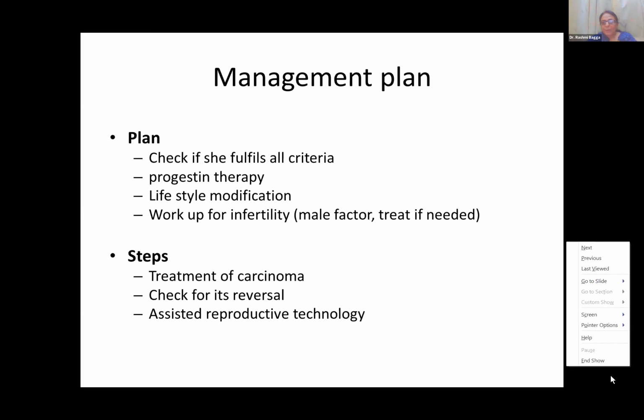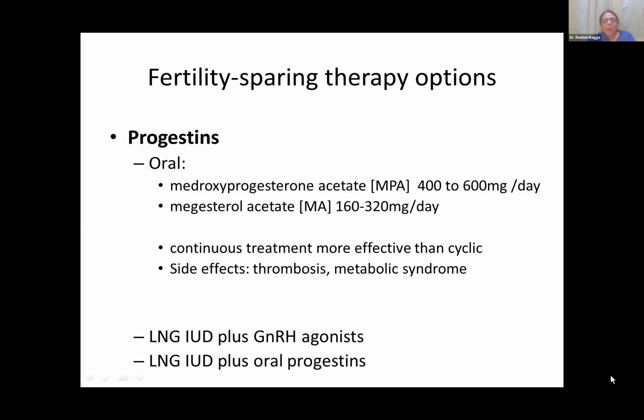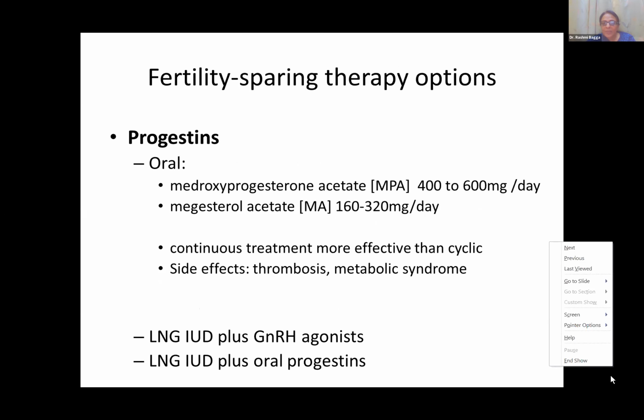The management plan would be that the option here is progestins. The standard of care is oral progestins, and 2 progestins have been commonly used, the 21 hydroxyprogestins, medroxyprogesterone acetate, MPA, or megestrol acetate, MA, and the doses used are very, very high, which have got side effects in the form of thrombosis and metabolic, like I mentioned earlier. Continuous treatment is more effective than cyclic.